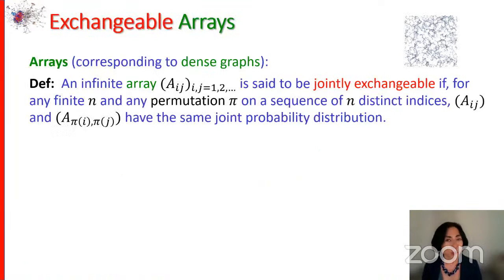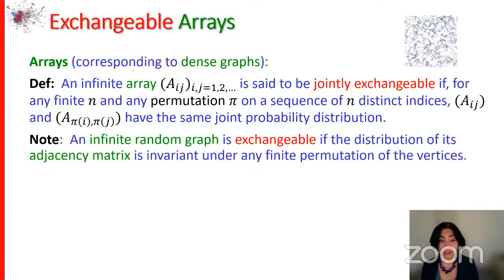So exchangeable arrays. Now we're moving from sequences to arrays. And the arrays are really dense graphs. Okay, so an infinite array is said to be jointly exchangeable if I take any finite n and any permutation on the sequence of n indices, and this has the same joint probability distribution. Okay, so all finite permutations of the rows and the columns. And an infinite random graph is exchangeable if the distribution of its adjacency matrix is invariant under finite permutation of any of its vertices.